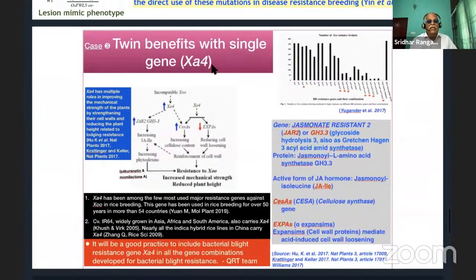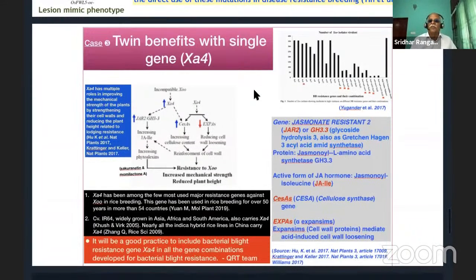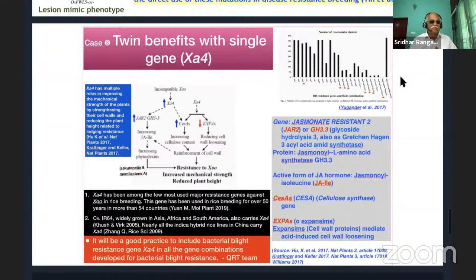Another third example is the XA4 gene. XA4 in the dominant form was a very good gene, and later, because of the development of several races that can attack XA4, the XA4 gene alone was considered a defeated gene. But today we know that XA4 offers a good plant type through the cell wall mechanism and other things. Still, XA4 acts as a QTL in protecting the plant. To some extent, some protection is given there.